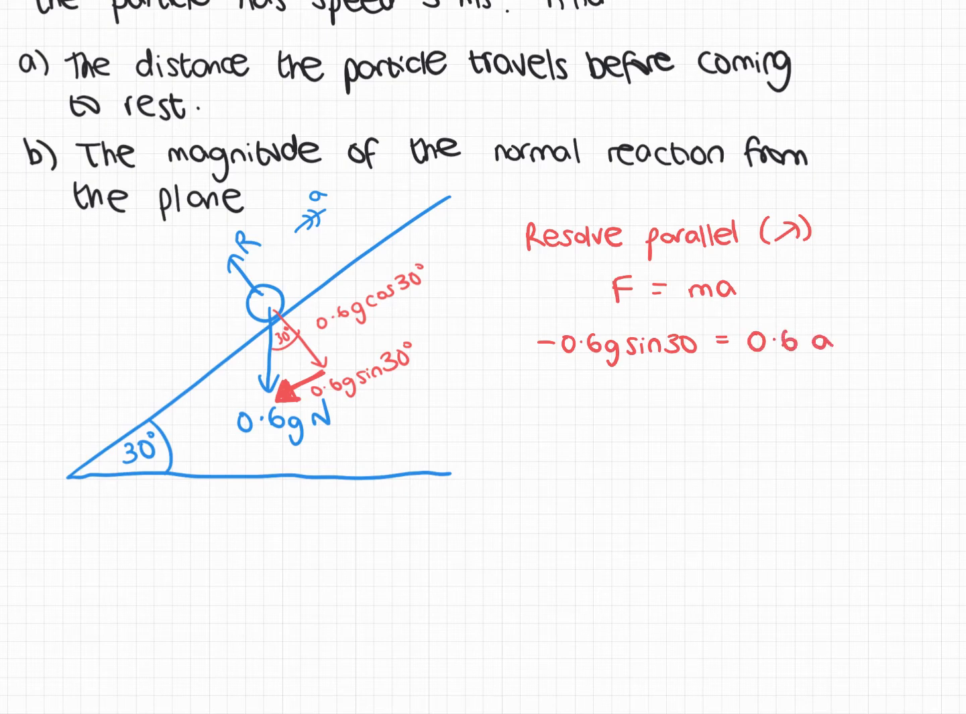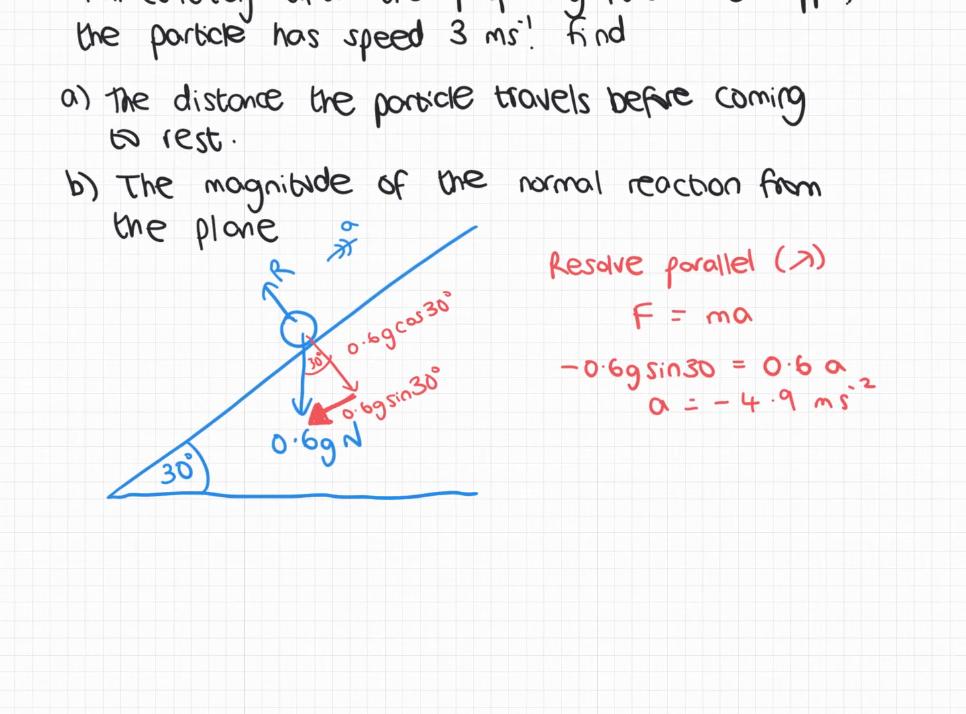So if I work out a, if I divide by 0.6, I get minus g times sin 30, so it's minus 4.9 meters per second squared. So that's my acceleration.